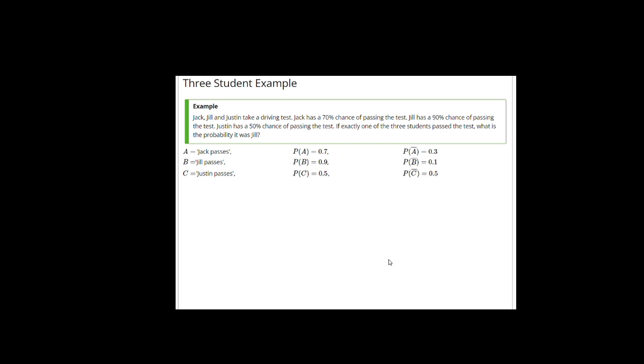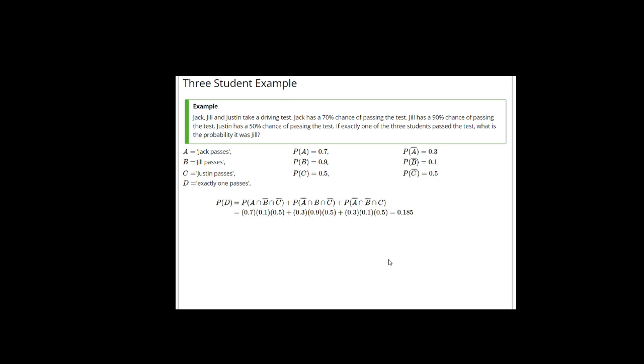The event that we're interested in is the event that exactly one of the 3 passes. And that can be written as the sum of the probabilities of 3 mutually exclusive events. Either Jack passes, and Jill and Justin fail, or Jack fails, Jill passes, and Justin fails, or Jack and Jill both fail, and Justin passes. And the probability of the first of these, that Jack is the only one who passes, is 0.7, the probability Jack passes, times the probability that Jill fails, 0.1, times the probability that Justin fails, 0.5. We can similarly calculate the other 2 terms, and when I add up those 3 terms, I obtain 0.185. So that's the probability that exactly one of the 3 passes.